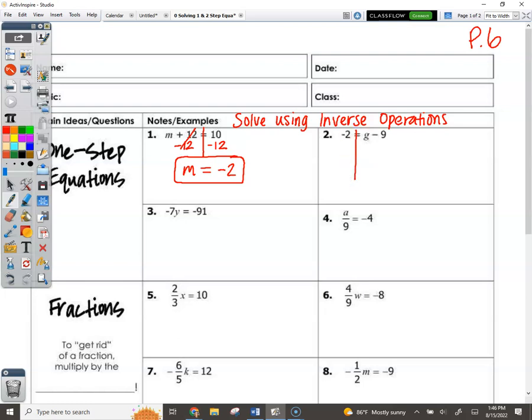g minus 9. You always start on the side that has the variable, right? So I want g by itself. I'm going to do what to the minus 9? I'm going to add 9. And I get what? 7 g. And that is okay to write it backwards like that. It's perfectly fine. I want you to do 3 and I want you to do 3.